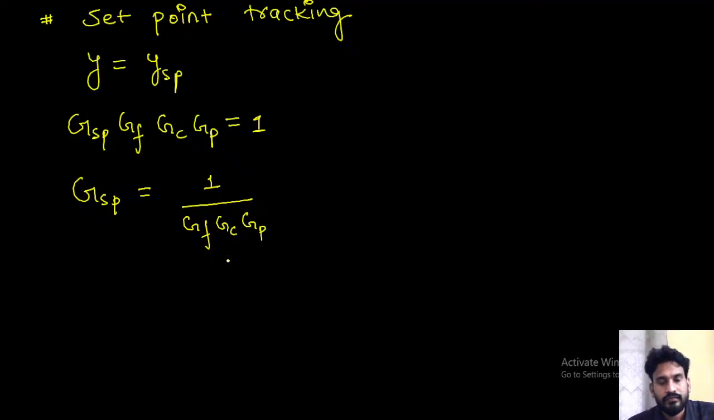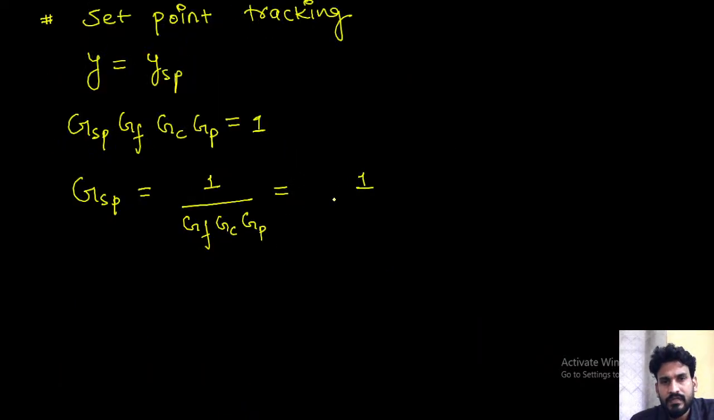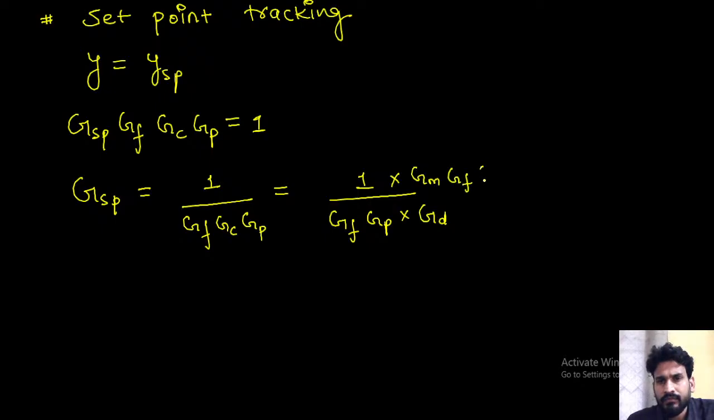Okay, FCP. What is the controller transfer function? It is already calculated. That is GD divided by GM, GF, GP. So it is 1 divided by GF, GP. Put the value of GC here. GC is my GD divided by GM, GF, GP. GF, GP got cancelled.